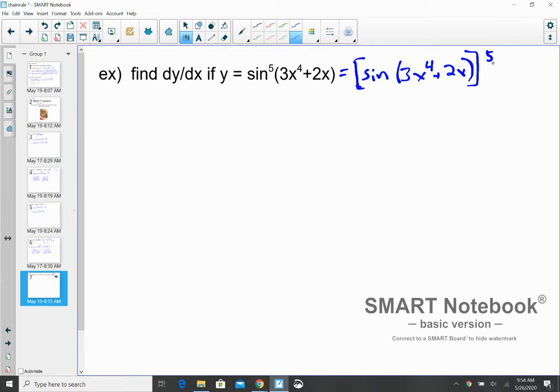So the outsidemost piece is the 5. You will deal with that first, the power, that is. Then the middle piece is the sine, and the innermost piece is that 3x to the 4th plus 2x. All right, let's get it going. Why hesitate? All right, so like I said, the outermost piece is the 5th power, so you start off, you got 5. Then I'm going to keep that bracket.